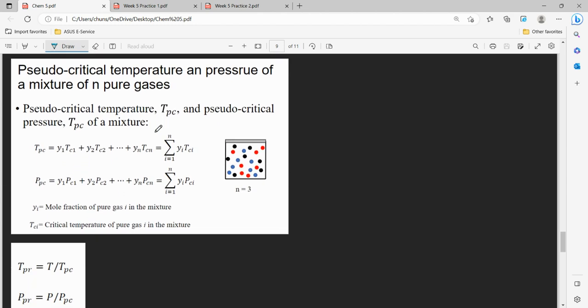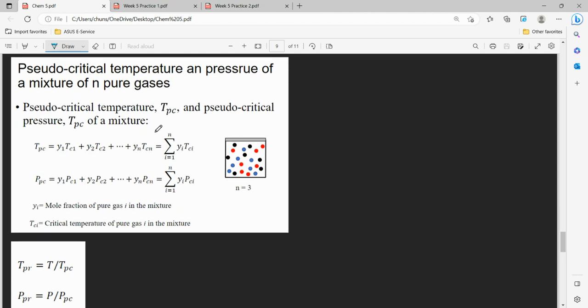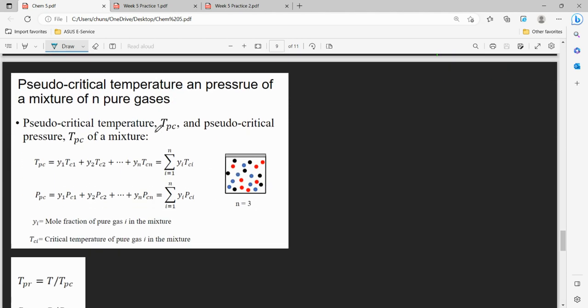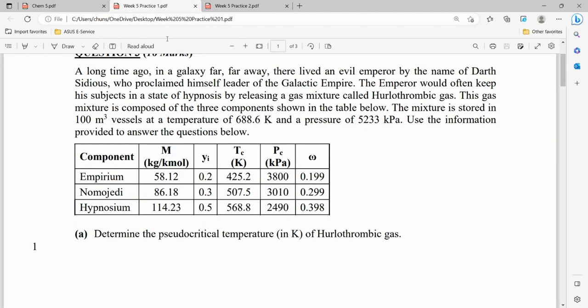Okay, next is pseudocritical temperature and pressure of mixtures of pure gases. So this is just another way to visualize some of the adding rules for questions like these. Right, so you need to be able to know how to do that. Okay, so that brings us to the end of our notes section. Since we haven't spent much time here, let's move straight to our practice questions.